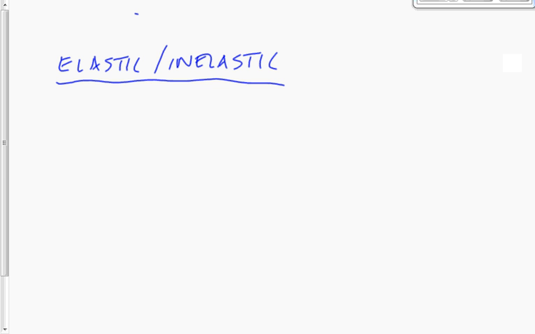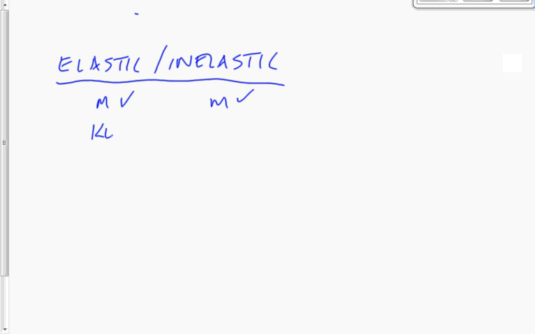We know in an elastic collision, momentum is conserved. We know in an inelastic collision, momentum is conserved. There's a mistake that a lot of people make. They automatically say elastic, momentum is conserved; inelastic, momentum is not conserved. Momentum is always conserved if you have an isolated system, and in these cases we're assuming that we do. So momentum is always conserved in both cases.